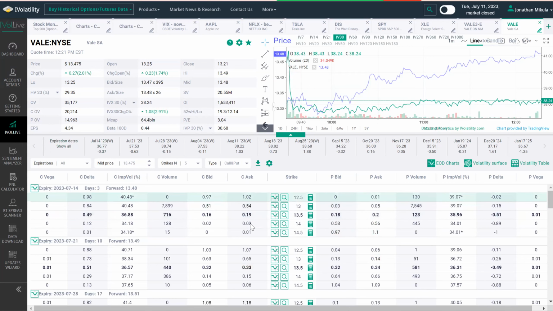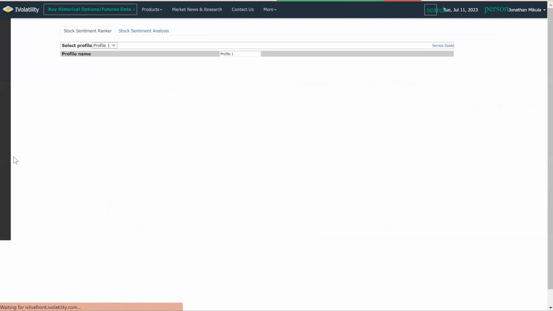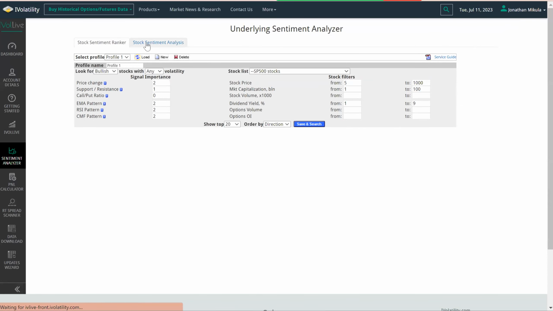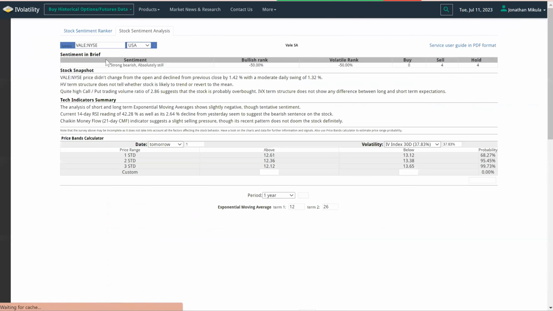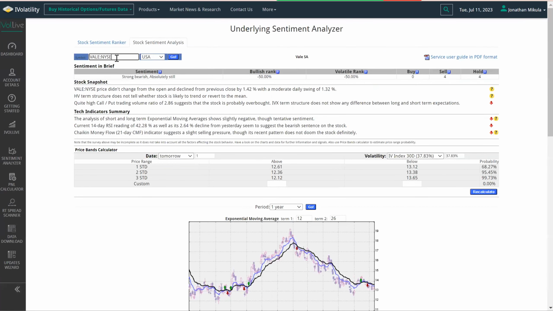Before I dive into specific options chains, what I like to do is quickly go to the Sentiment Analyzer, because sentiment does move markets. It moves stocks as well. I click on stock sentiment analysis. This is a nice little teaser for next Tuesday, because we'll be focusing on the Sentiment Analyzer next Tuesday. But you can see here, this gives me a really good snapshot on sentiment for Vale.